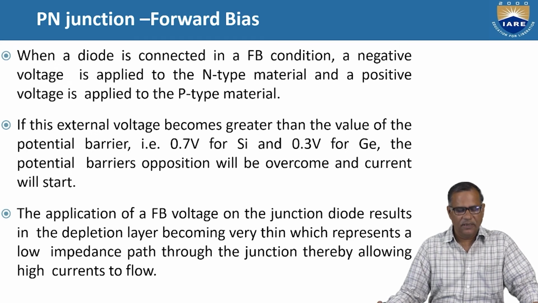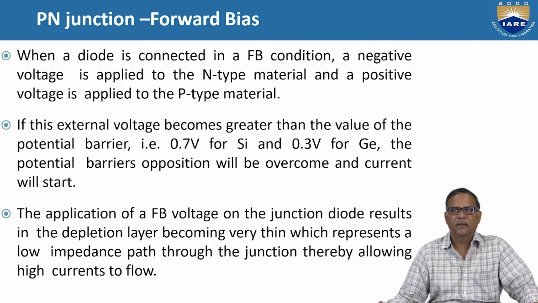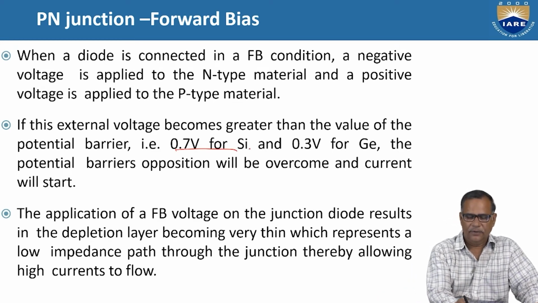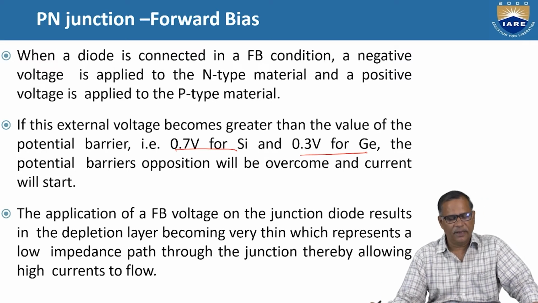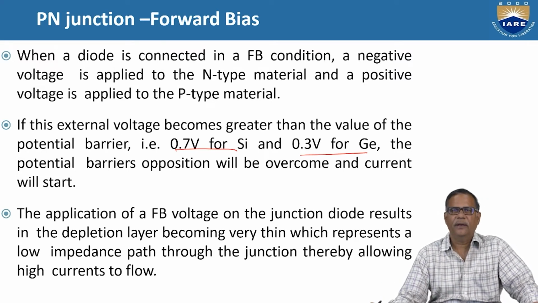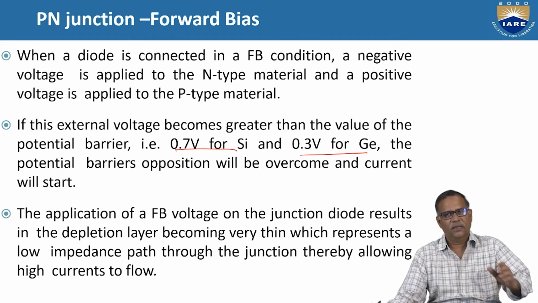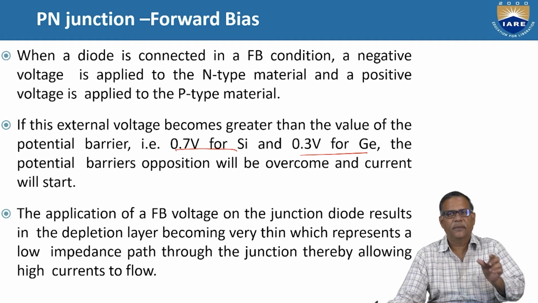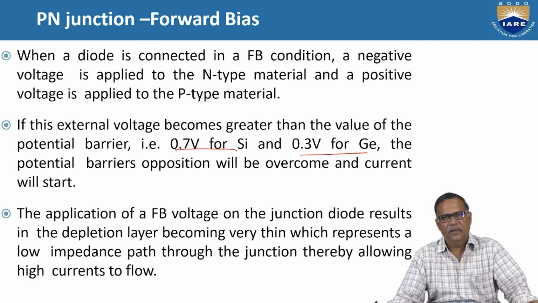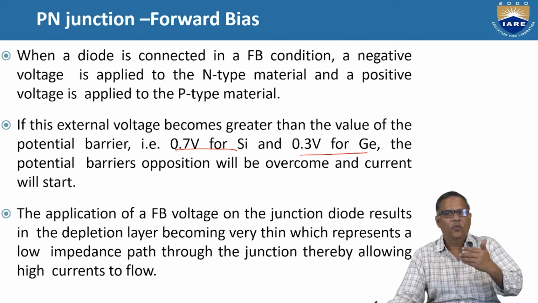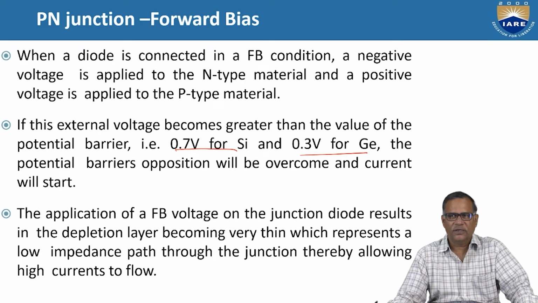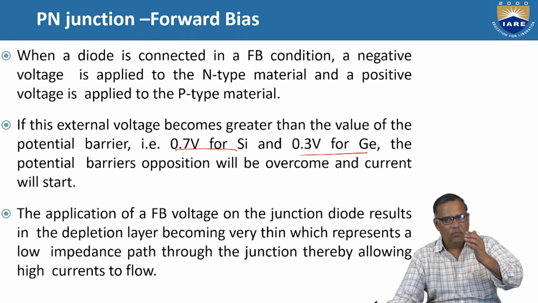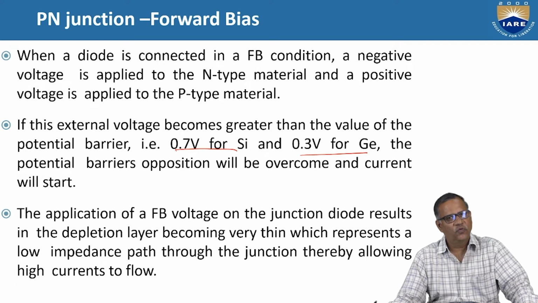So as we discussed, if the external voltage becomes greater than the value of the potential barrier, that is 0.7 volts for silicon and 0.3 volts for germanium, then the potential barrier's opposition will be overcome and current will start. So the application of forward bias on the junction diode results in the depletion layer becoming thin and it presents a low impedance path or high conductance path through the junction, thereby allowing more forward current to flow.